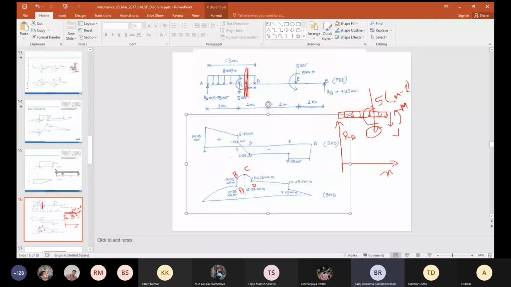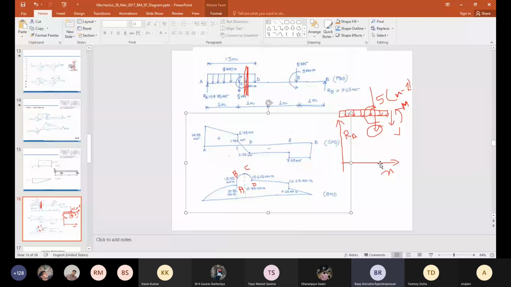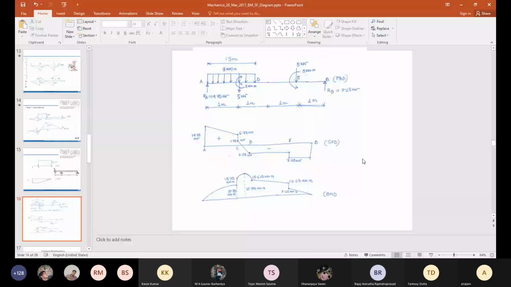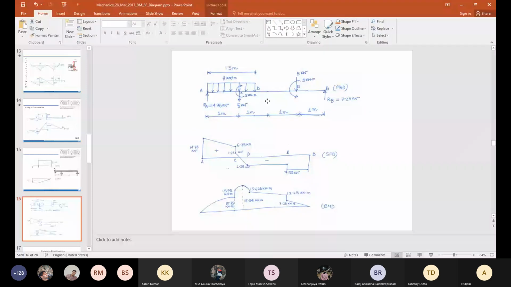So in this diagram, for the peak value in the BMD at C, we have to mention at what x it occurs. It is not mentioned here. You should mention it ideally. You will do dM by dx equal to 0. That is equal to 1.2 something. Could be between 1 and 2, some value you should get.